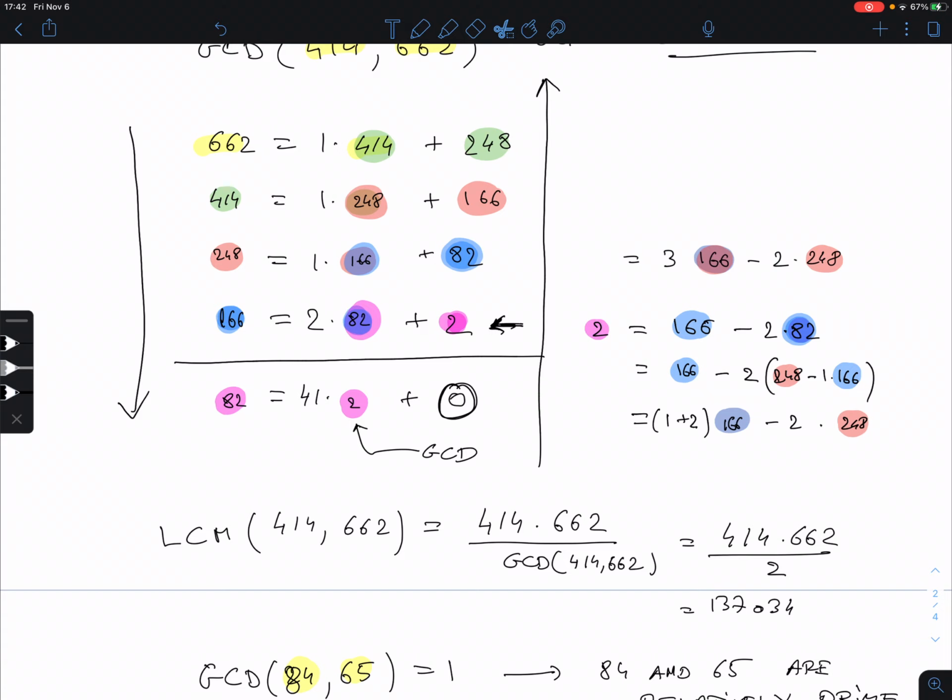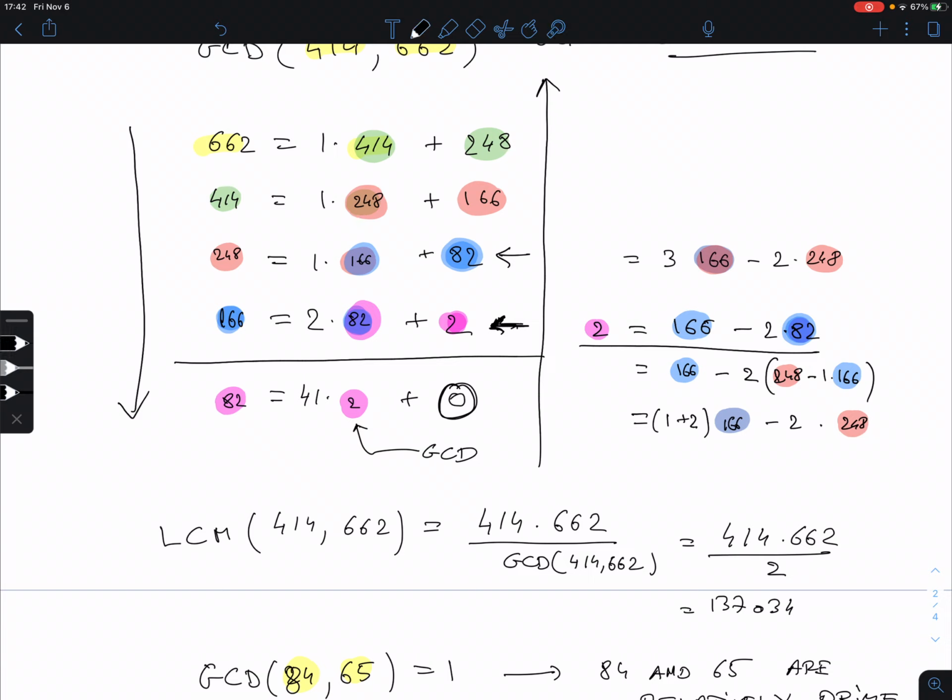Let's keep a little bit of track of what I've done. I have used the equation that was this line. Then I replaced this 82 using this line, so I have now used that one as well. The next line that I have not used, the one on top of it, is 166, and this tells me that I can write 166, because the remainder is always on its own here, in combination of these two numbers.